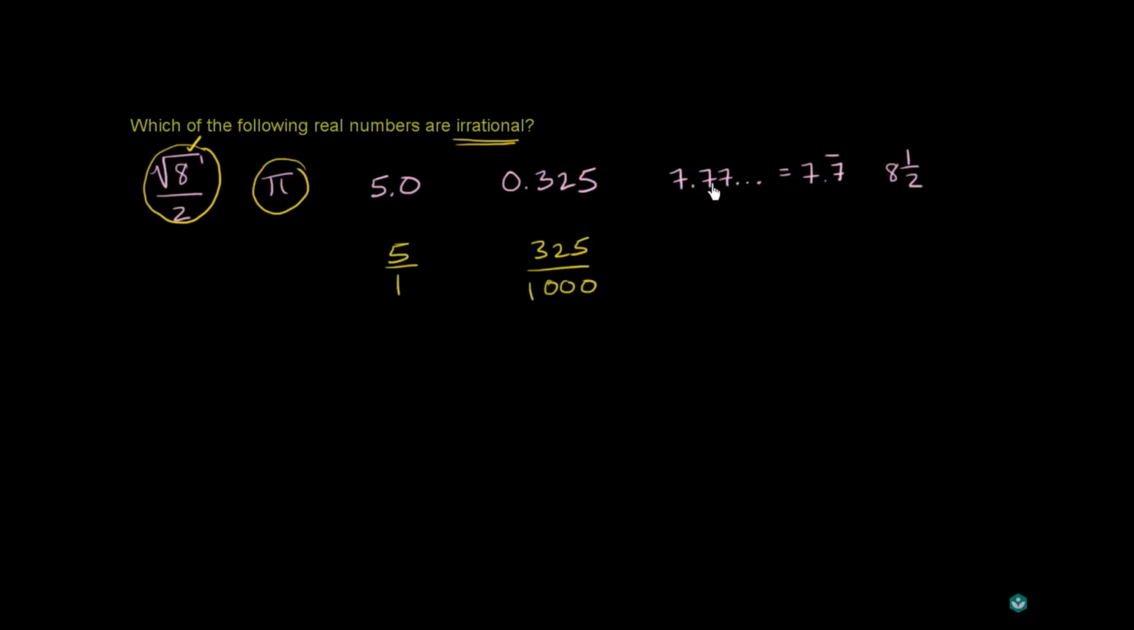Here I have 7.777777, and it just keeps going on and on and on forever. And the way we denote that, you could just use dots to show that the 7s keep going, or you could say 7.7, and this line shows that the second 7 just keeps repeating forever.